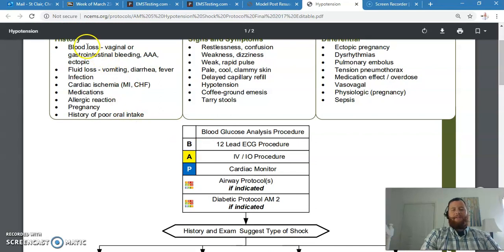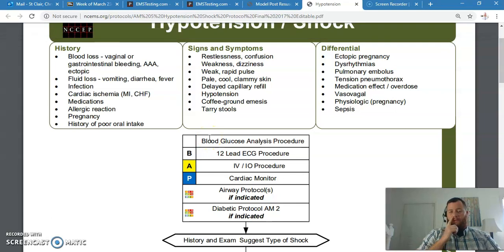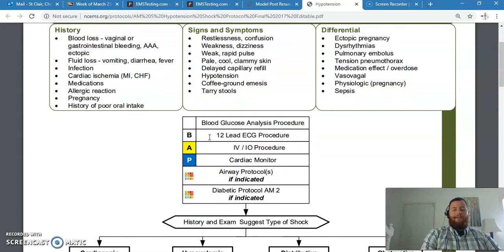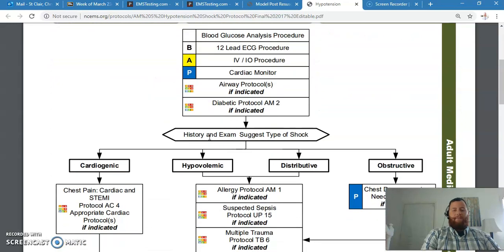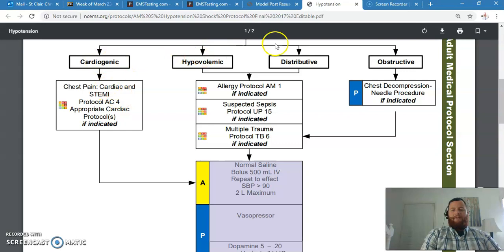At the top we have our history, our signs and symptoms, and our differential. We should, while we've been working this code, have been asking questions or trying our best to figure out a potential cause for this arrest, because that potential cause of the arrest is likely going to be the potential cause for them remaining hypotensive following ROSC as well. So let's scroll on down just a little bit. We have cardiogenic, hypovolemic, distributive, and obstructive shock.